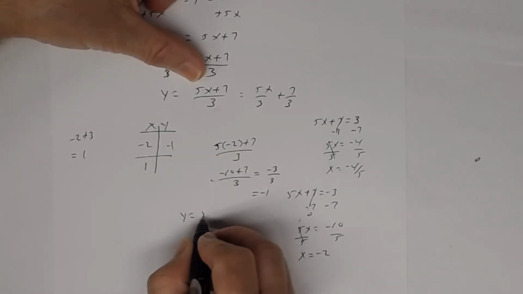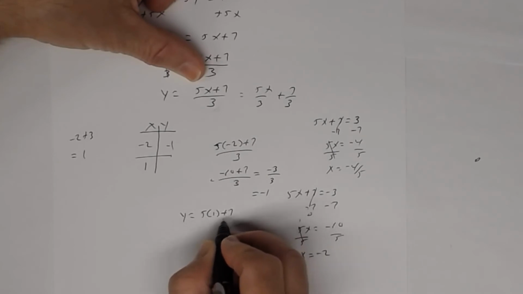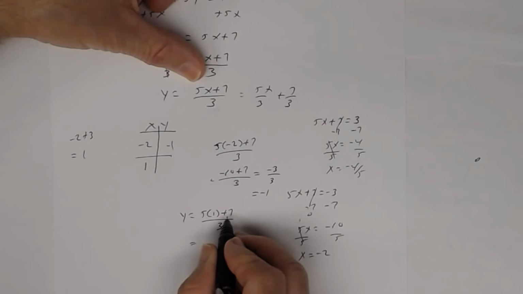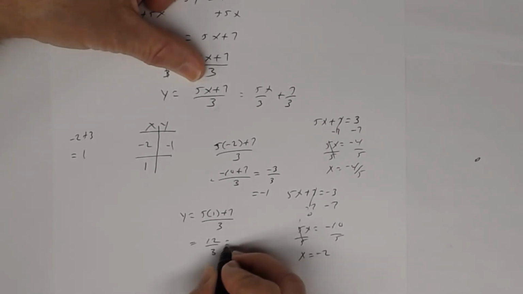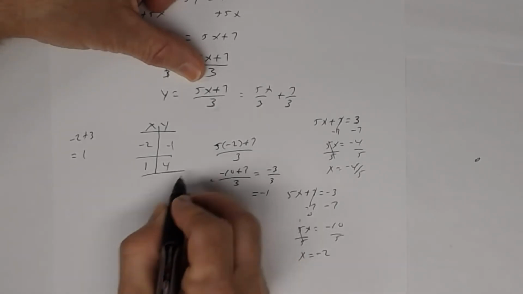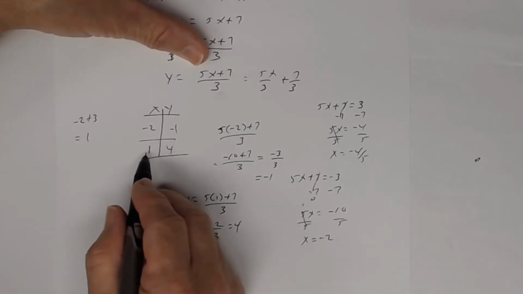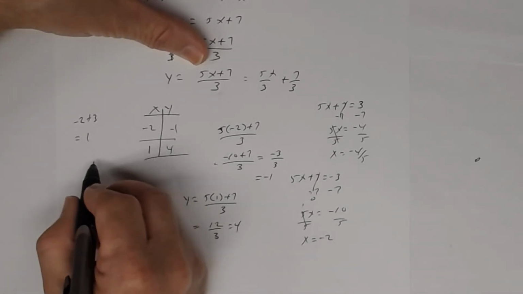y equals 5 times (1 plus 7) divided by 3. 5 times 1 is 5, and 5 plus 7 is 12, and 12 divided by 3 is 4. So I found another one. See, those are integers. Add 3 to this 1.